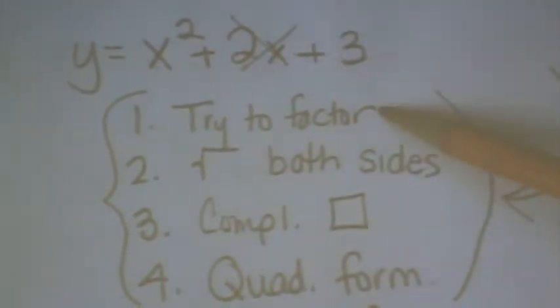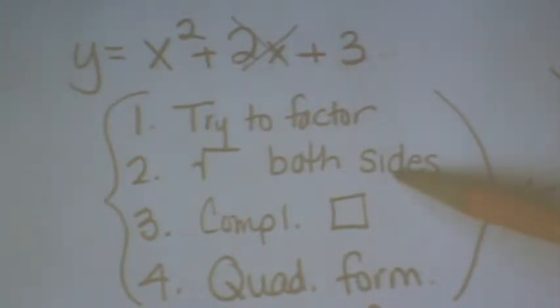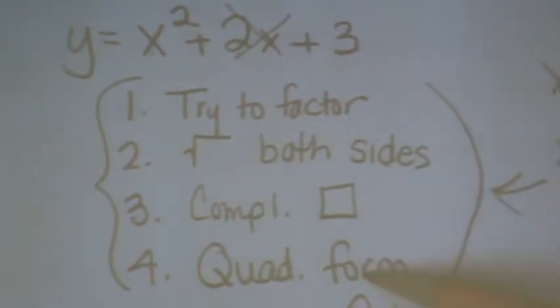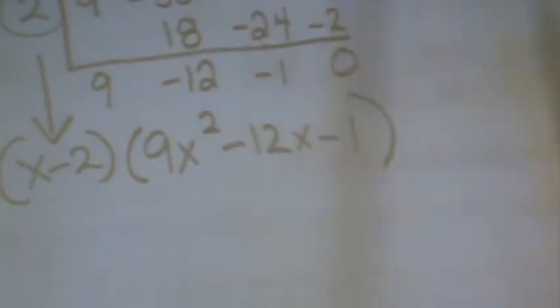Guess what we get to do now? We can try to factor it. We can't take the square root of both sides because it's got a middle term. We could try to complete the square, and I wouldn't want to complete the square on this one. Or you use the quadratic formula.